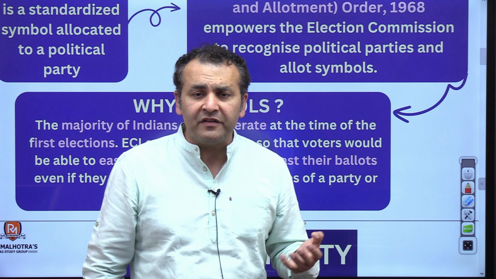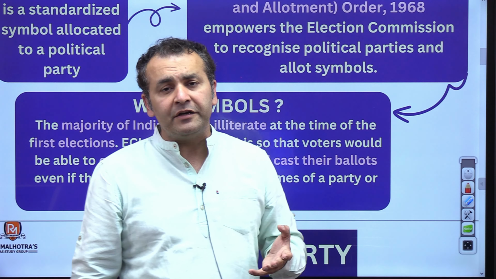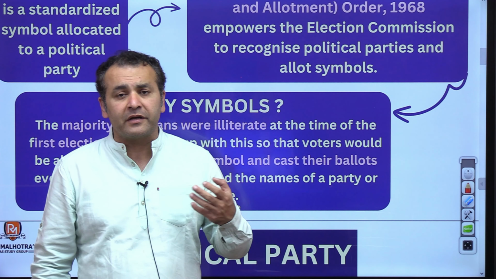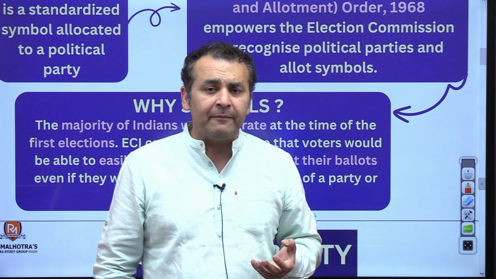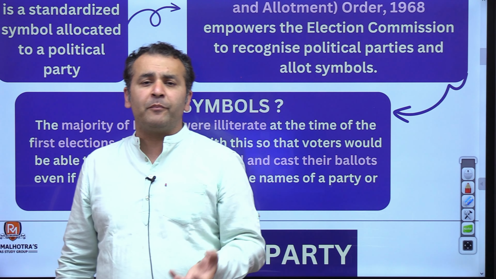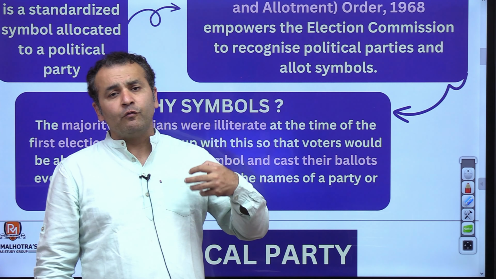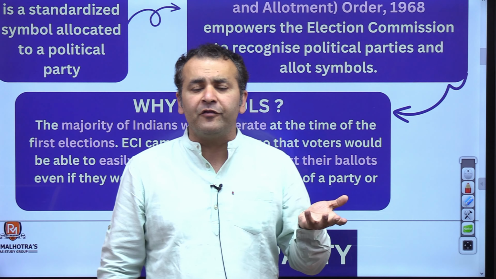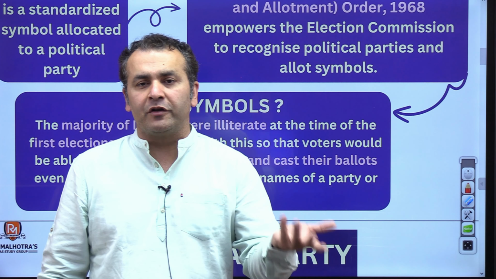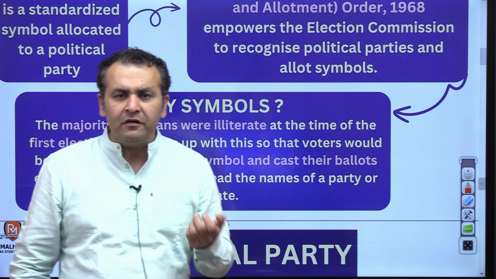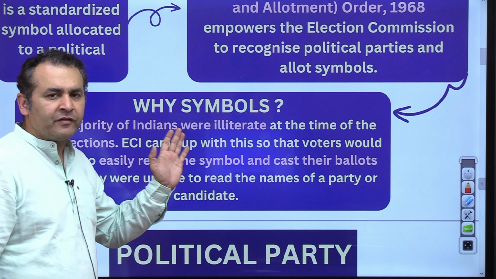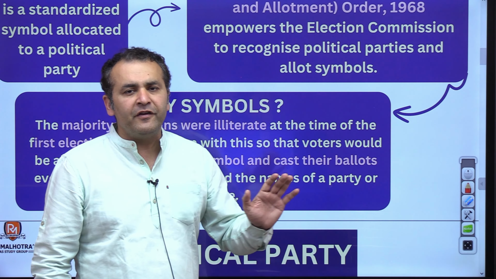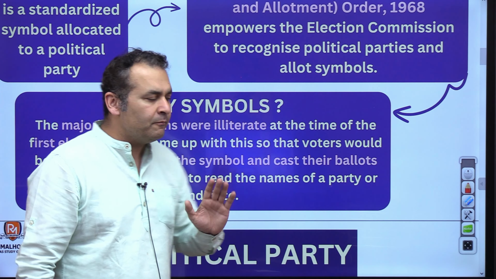Because most of the people were illiterate, it was difficult for them to read the name of either the party or the candidate. So it would have been easier for them if they could relate with a particular symbol. If they want to vote for, let's say, Congress, there should be something like an open palm today, or if it is BJP, something like a lotus. Similarly, we have other parties and their symbols. So it was because of the illiteracy of the voters that we opted for the idea of giving a particular symbol to a particular party.